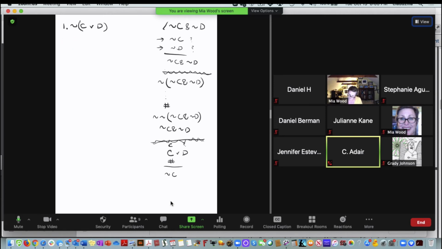Okay, so let's come back here. I'm just going to color code this real quick. So remember earlier I said, if I could get not C and I could get not D, then I could conjoin them. But the question that I had is, how do I do that? How do I get not C, not D? Well, I could work a negation intro, by way of generating a contradiction, right?